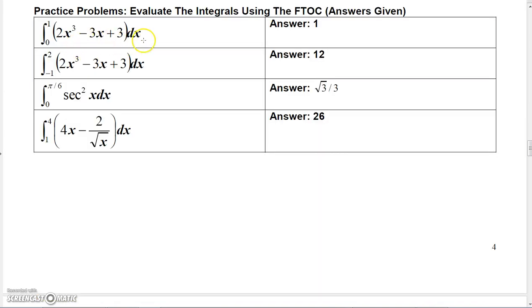Okay, pause the video here and practice on these 4 problems, and I've got the answers given to you on the right. And then when you're ready to check your answers, you can start the video back up and continue watching the video.